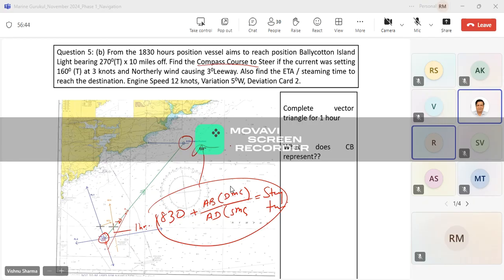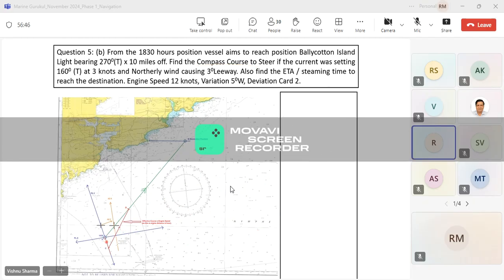Okay, sir. Understood? Yes, sir. Thank you, sir. So here it is. The plot is here. Yes, sir. Understood, sir. Okay.